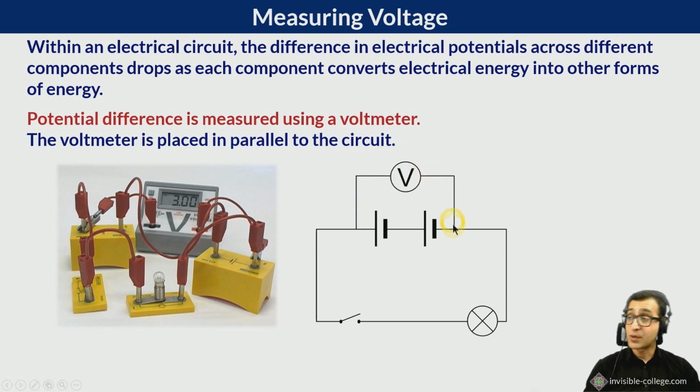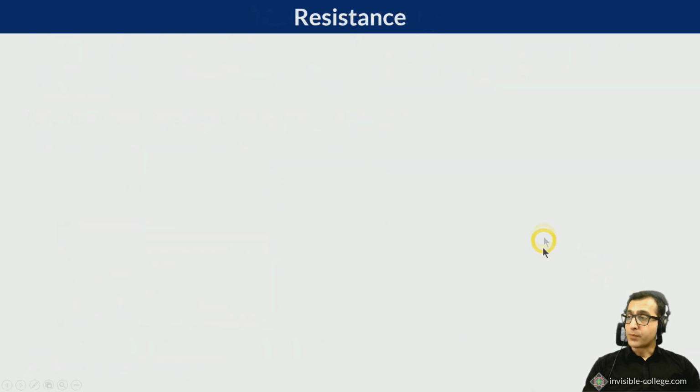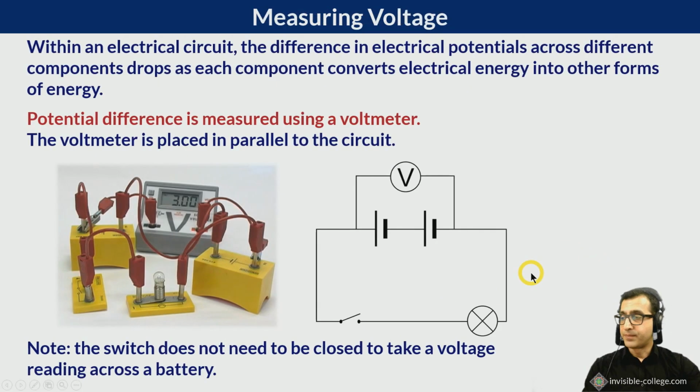And so because you're measuring a potential difference, you can't connect it in series, you have to connect it in parallel, because you're measuring the difference in energy of the electrons between 2 points. So, one final point actually is that the switch does not need to be closed. You do not actually need to have an electrical current in order to measure the potential energy difference across a power supply, such as a battery.